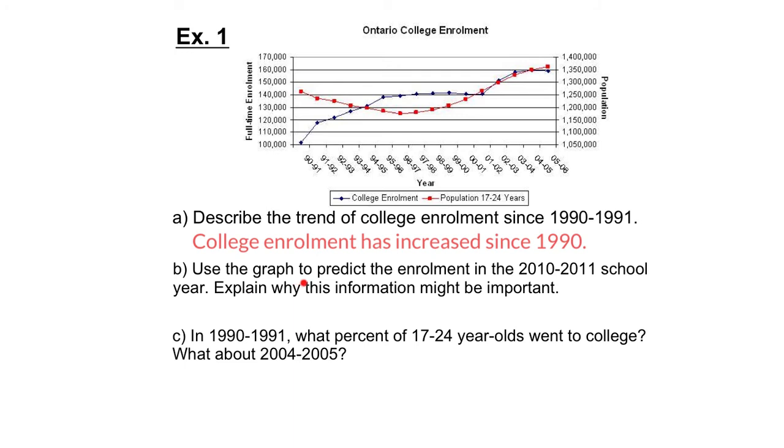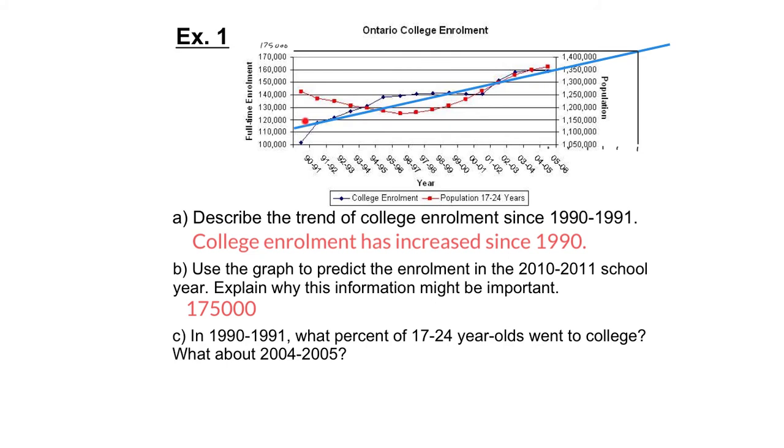Part B, use the graph to predict the enrollment in the 2010-2011 school year. Explain why this information might be important. So first off, if you're going to predict enrollment in the future, 2010, well, that's beyond the graph. So we have to use the trend that we determined in the first part to make our prediction.